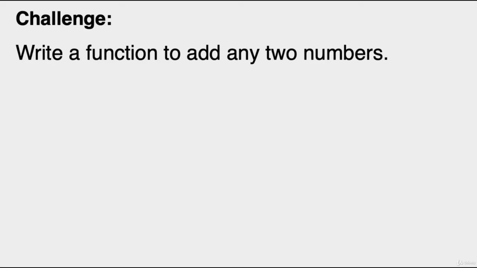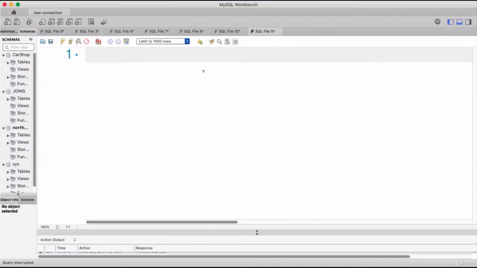Write a function to add any two numbers. We want to give a function which we are going to call addition. This function, if you give two numbers to it, it will add them together to give you 7. That's what we want to do. How do you do that?